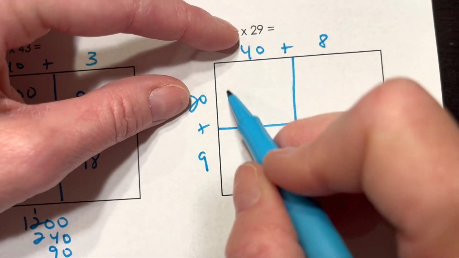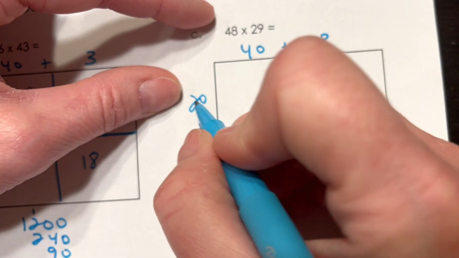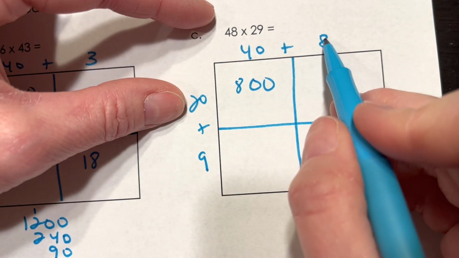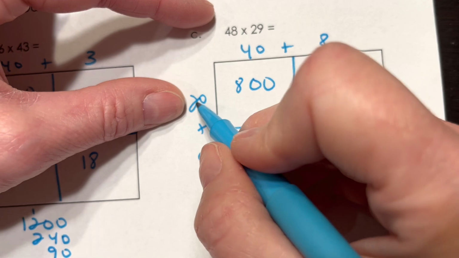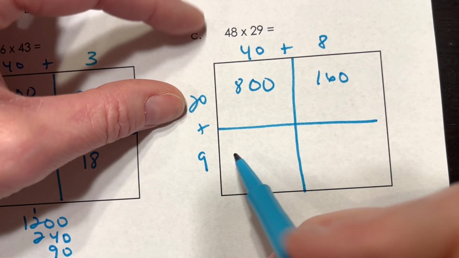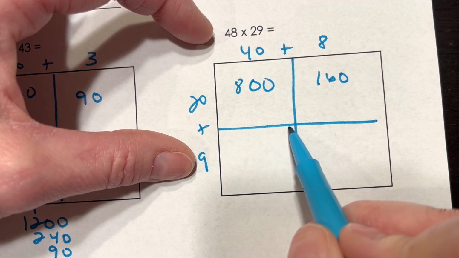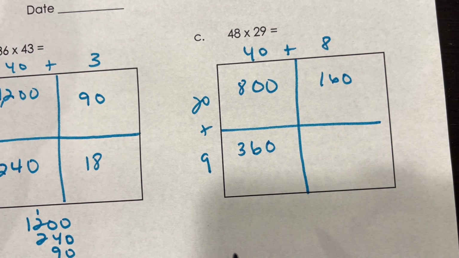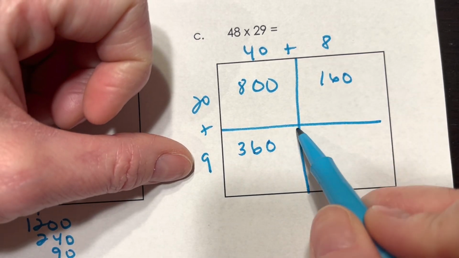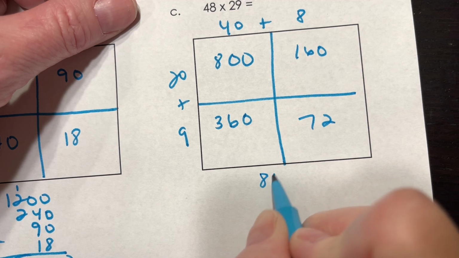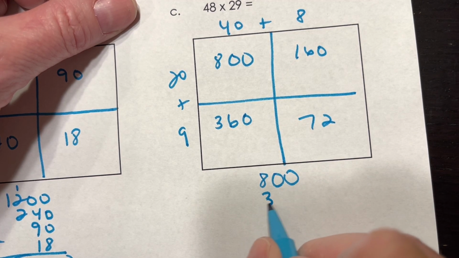So to find the area of this piece, this is 20 by 40, so 20 times 40. 2 times 4 is 8, and then my 2 10s. 20 times 8, because this is 20 and this is 8. 2 times 8 is 16, times the 10 is 160. This piece would be 9 by 40. 9 times 4 is 36, times that other 10 is 360. And 9 times 8, because this is 9, this is 8, is 72. And again, we add them all up in any order you want because it's commutative.